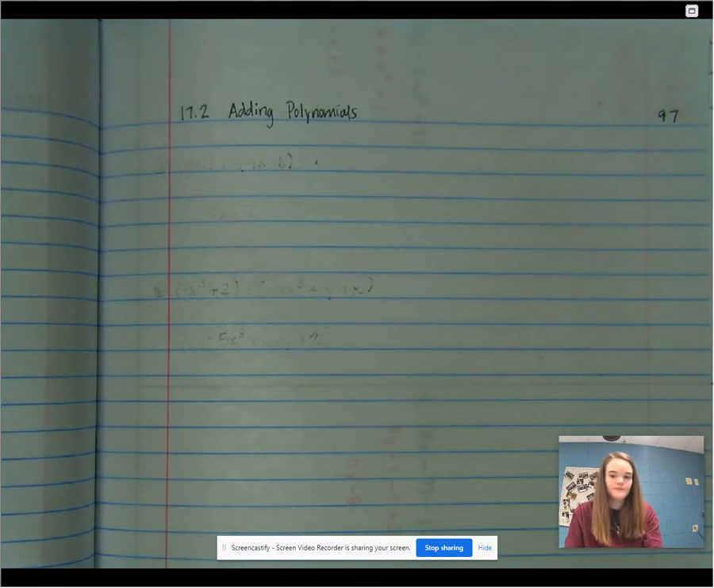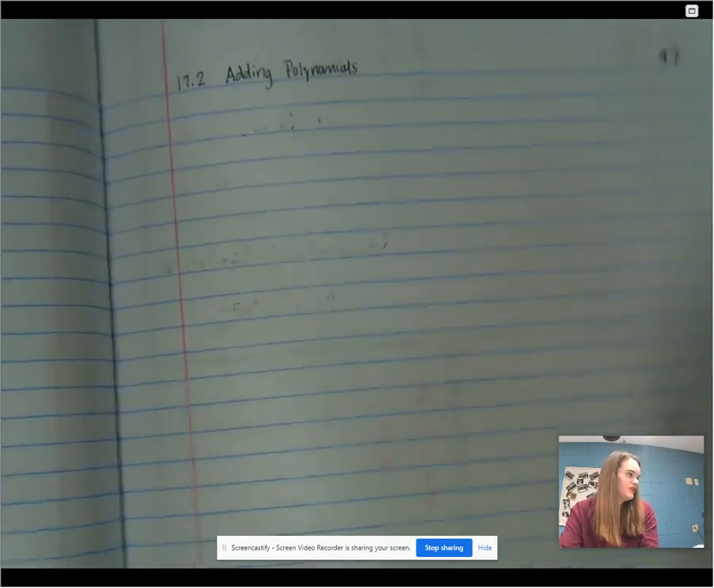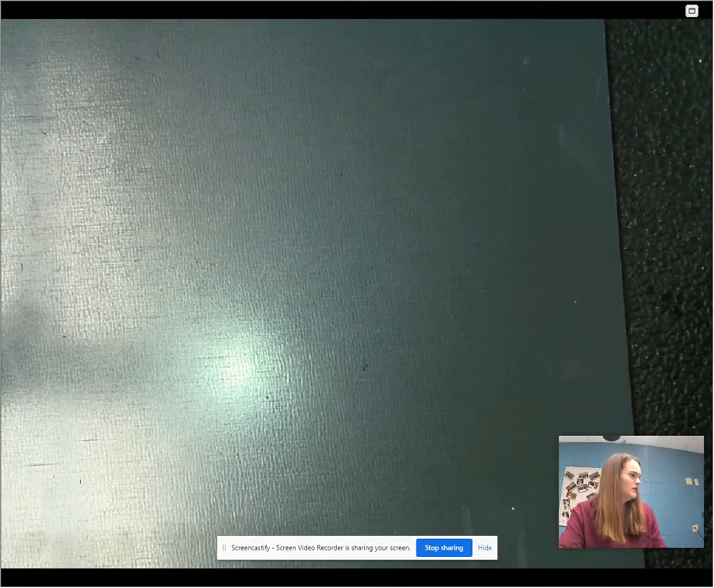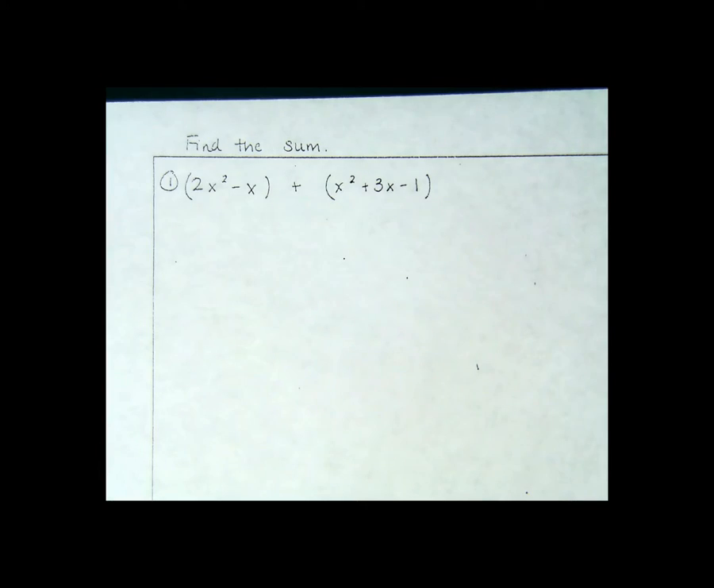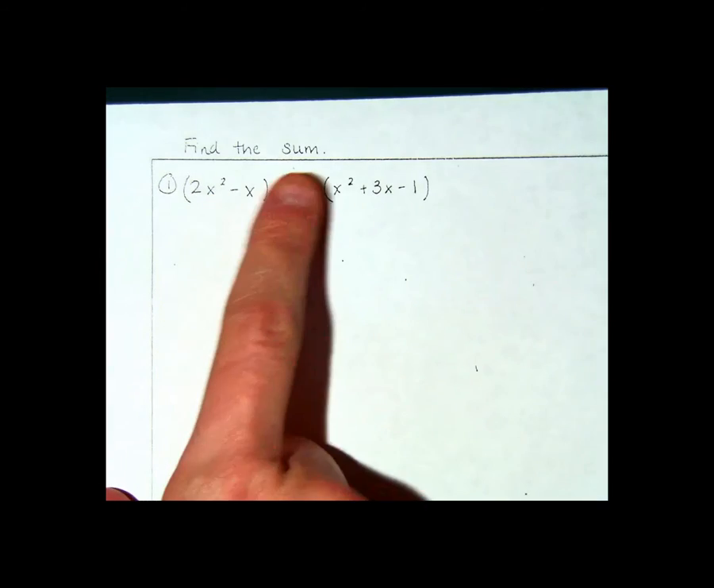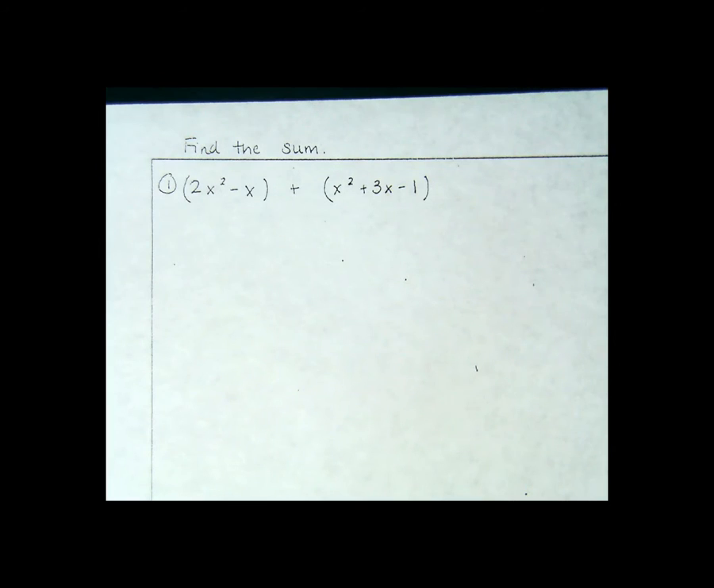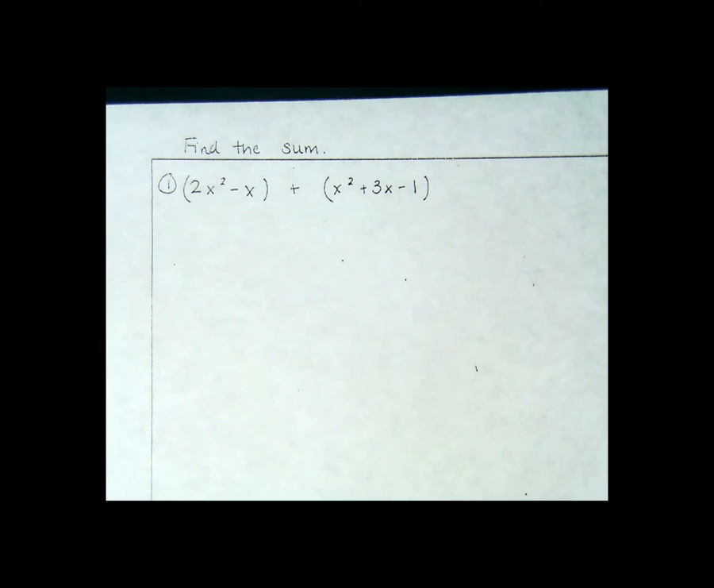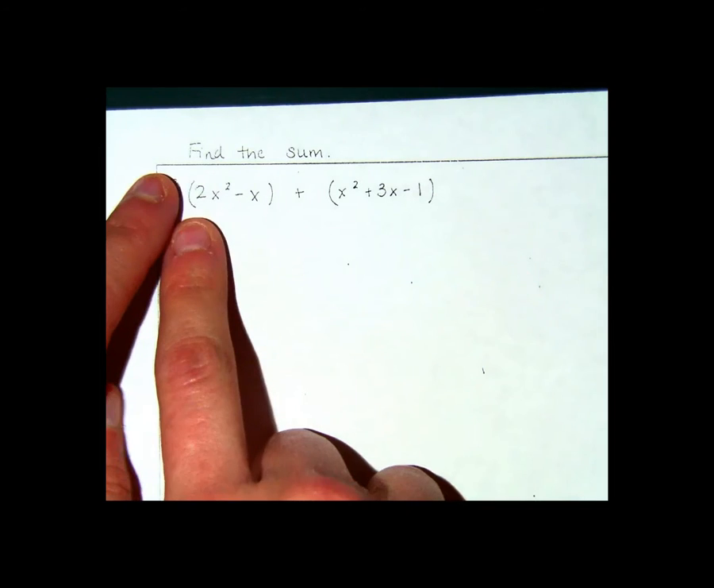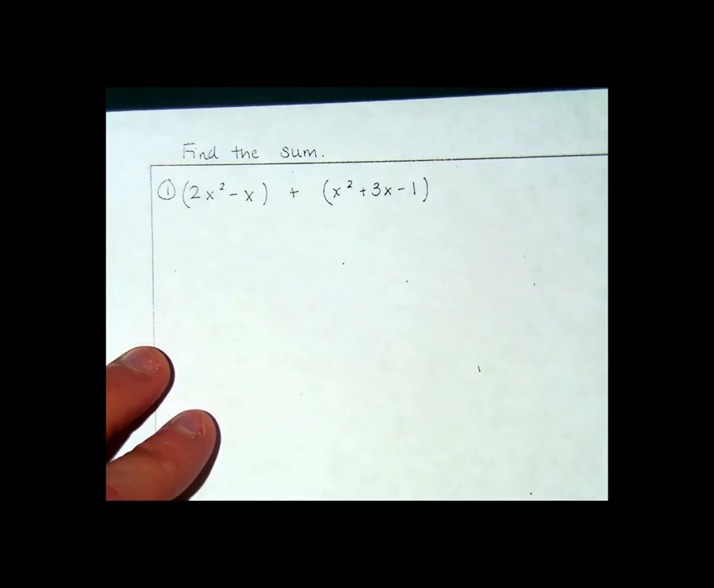All right, let's get started on the foldable that's attached to this video. Today we are going to be adding polynomials, which is almost the same as combining like terms that we did yesterday. The only difference is I've got two separate polynomials here. I'm going to have to think about, is there something in front of the parentheses, like a number? If there is, I'll have to distribute it. If there's not, then I'm just going to bring it down. Is there anything in front of this parenthesis? No. So I'm going to rewrite it.